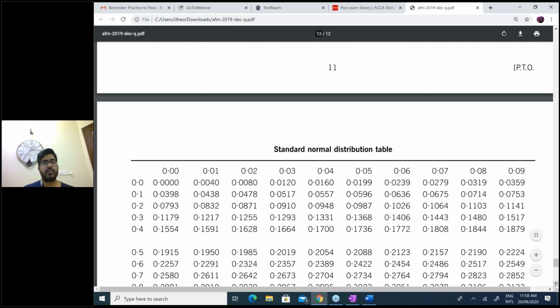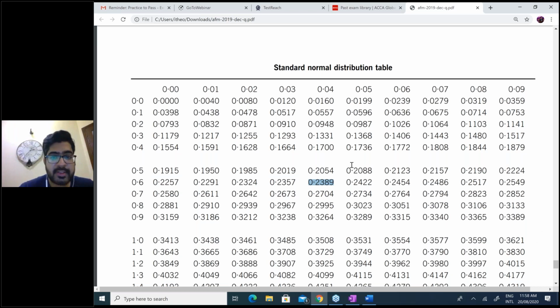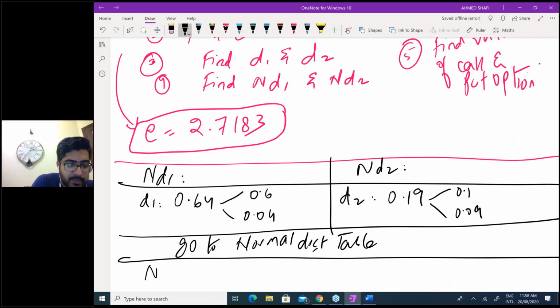Now, in this normal distribution table, the rows are single decimal places and the columns are for multiple decimal places. Firstly, you need to find ND1. D1 is 0.64. You break it into 0.6 and 0.04. Go to the intersection of row 0.6 and column 0.04, which gives 0.2389. So for ND1, the intersection of 0.6 and 0.04 gives 0.2389.